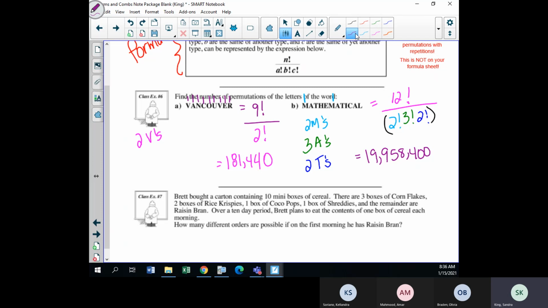So this always tends to be a diploma question. Like this is a guaranteed diploma question that they'll give students. And so for you, guaranteed will be on your test, right? I'm just going to take a big word with a whole bunch of repeating letters. And then you guys figure out the number of permutations in that word.